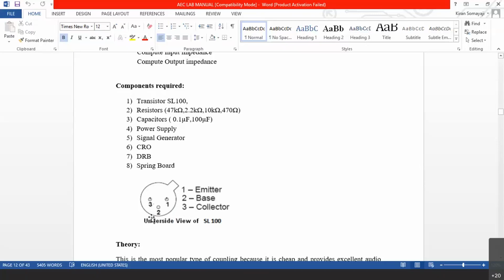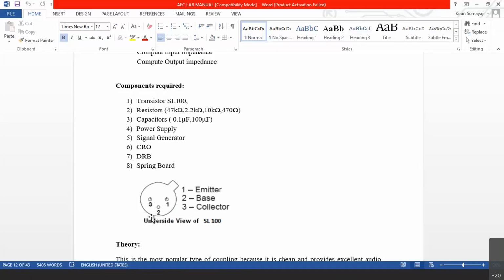If you reverse these pins, what will happen? In a BJT, emitter and collector are not interchangeable. Collector is larger, emitter is smaller. Emitter is heavily doped, collector is medium doped. So we cannot reverse emitter and collector. If we reverse emitter and collector, it will not come into the active region.